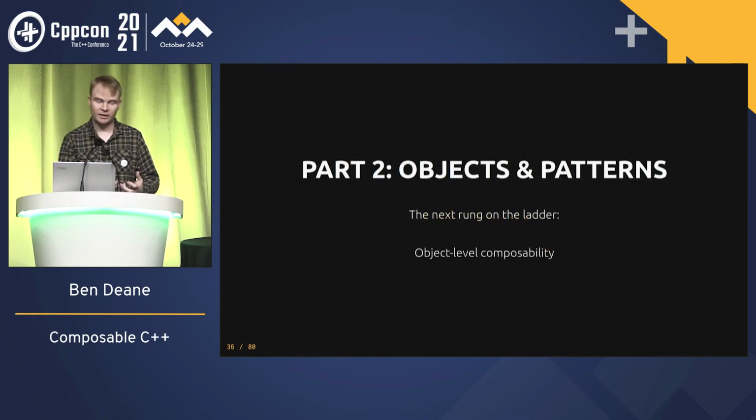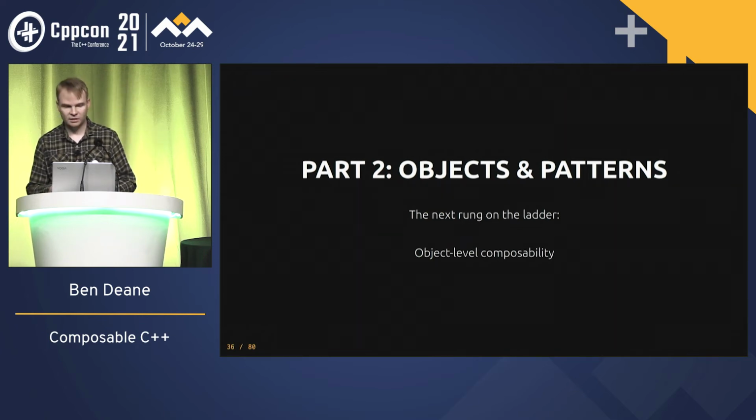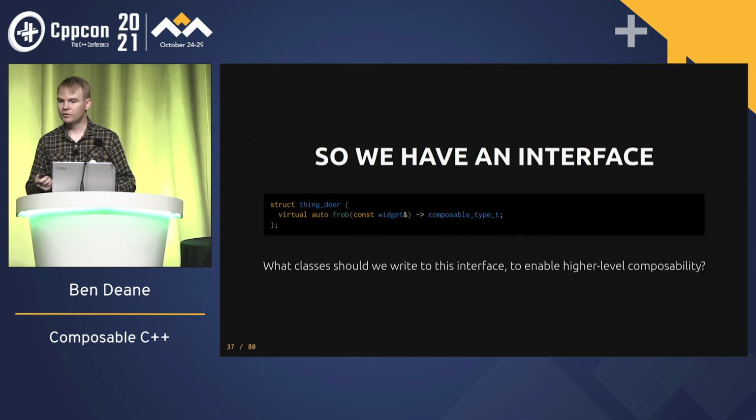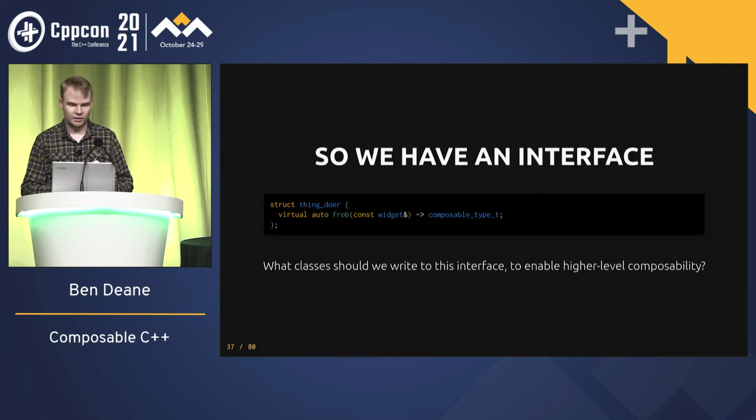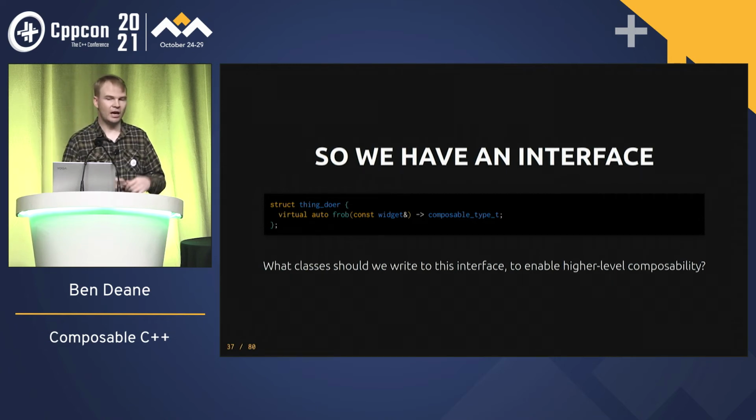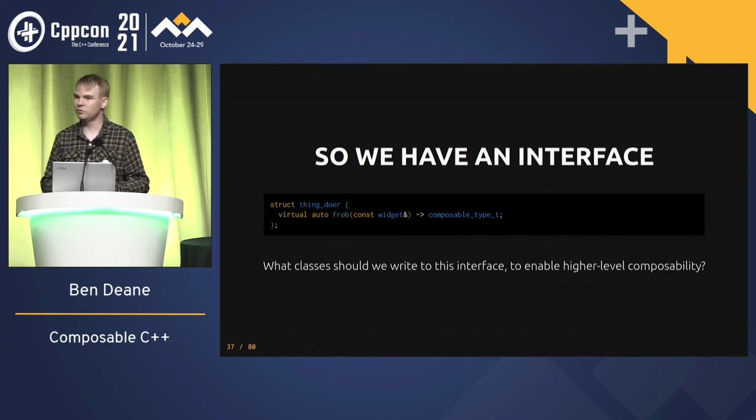So the next rung on the ladder here is object level composability. Now let's imagine again that we have some interface. And again, I'm using plain old object-oriented, old-style virtual functions, you might think, because there are millions of lines of C++ out there which is exactly like this. So the question that arises is, let's say we've thought up an interface that we want. How do we know that this is a composable interface? How do we know this is going to work out? What classes should we write to this interface?